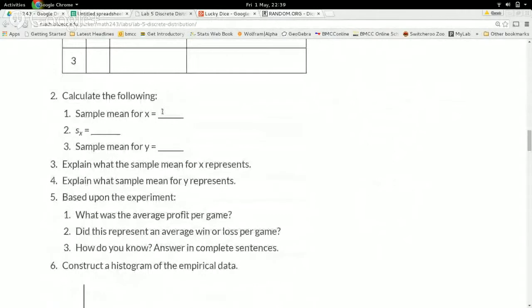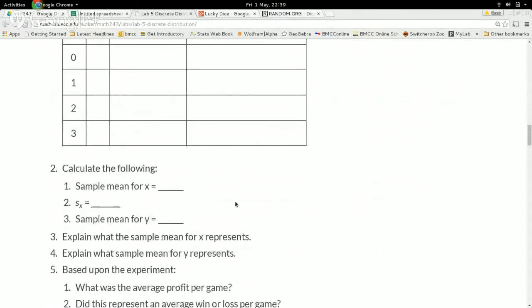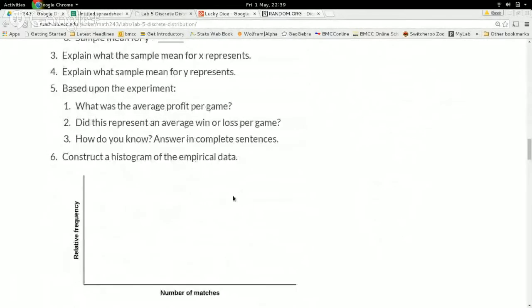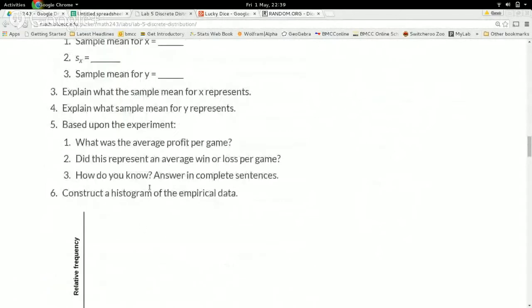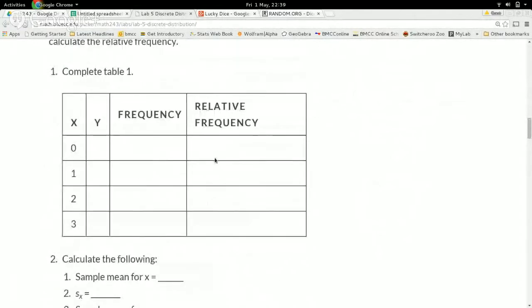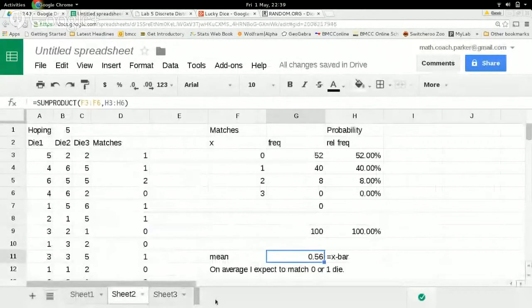I've done, let's see, this calculation. We haven't done the sample mean for y. We haven't written that down. I've got an example of that. I expect you to draw, either with a computer or by hand, a histogram based on your relative frequency table, which we have calculated here on sheet 2. So here's one version. This one was based on 100 samples.